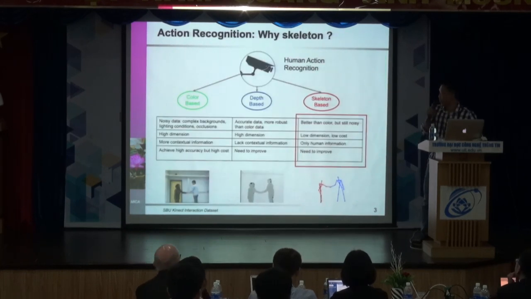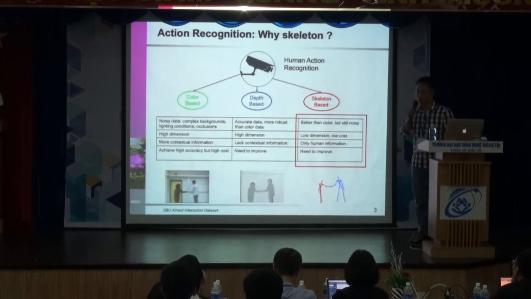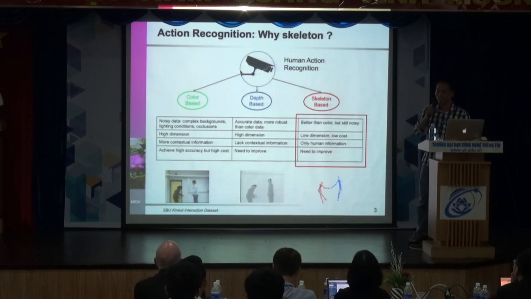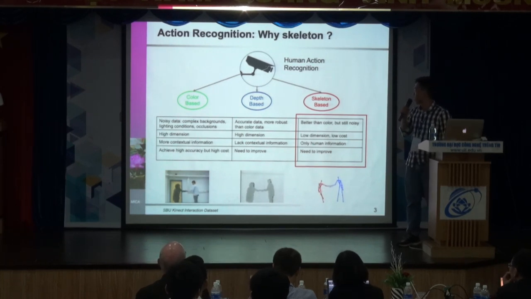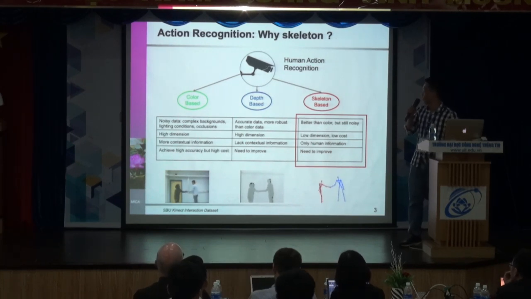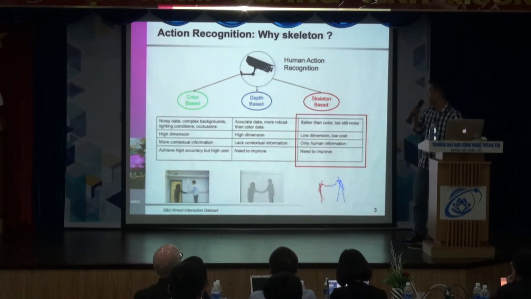This raises the next question: why use skeleton data? Because Professor Huai also showed very outstanding results using just color video. When it comes to human action recognition, there are typically three types of data input: first, color, then depth, and skeleton. I show the comparison between the three in this table.